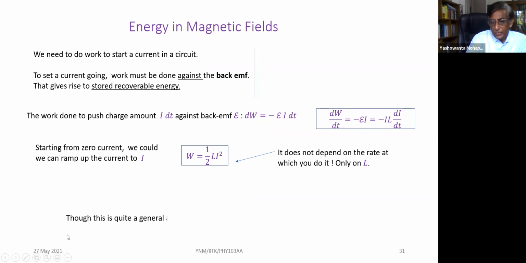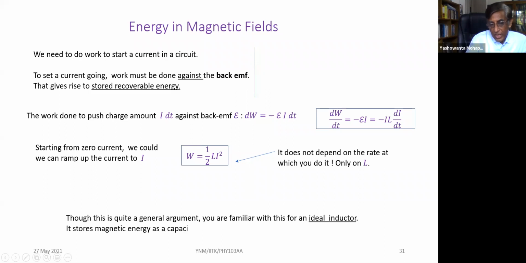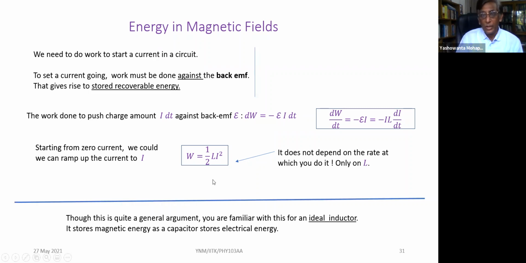So this is quite a general argument, and you are familiar with this from the circuit point of view. For an ideal inductor, the magnetic energy stored is half L I square. So it stores magnetic energy just as a capacitor stores electrical energy. But this argument is not dependent on that. I am not talking only about one ideal inductor. I'm talking about any circuit.